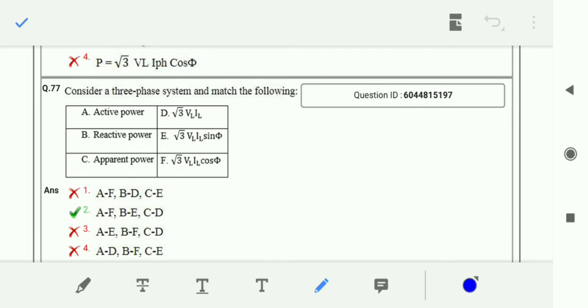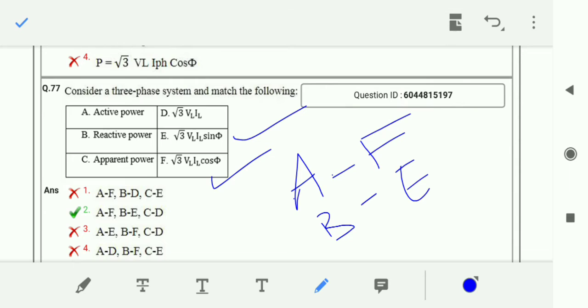Here he is asking you to match the following. Active power is the one having the cosine form, that is A is connected to F. The second one, reactive power, has the sine component, so that means B is connected to E. Next, apparent power has no components, that is root 3 VL IL, so C is connected to D. So that is option 2. Coming to the next question.